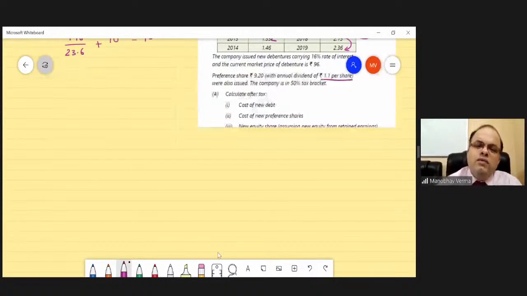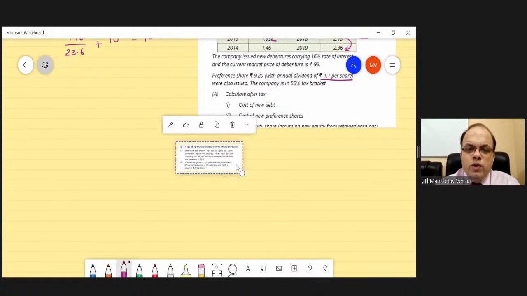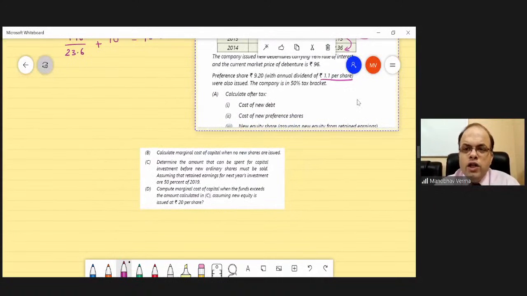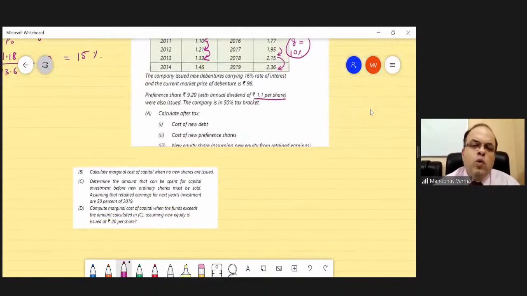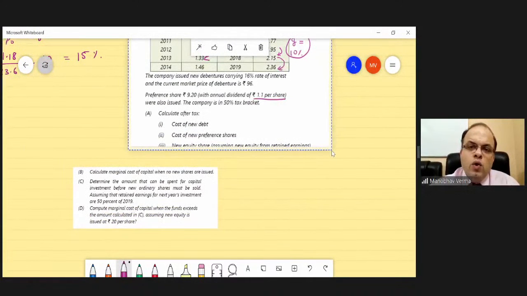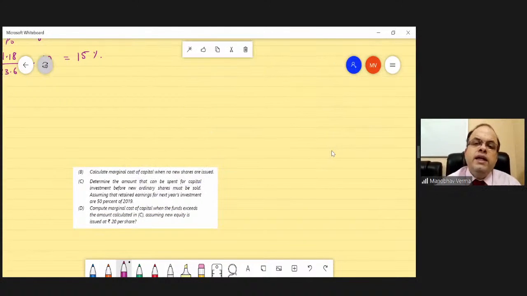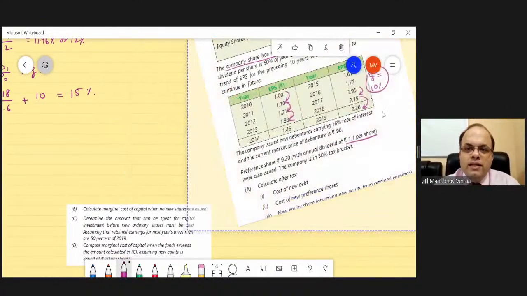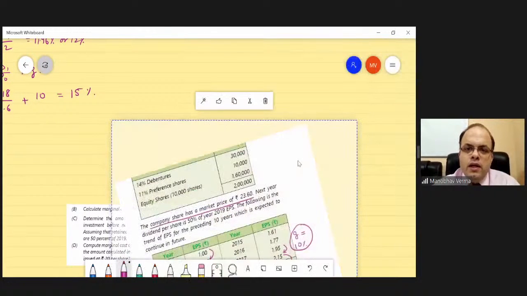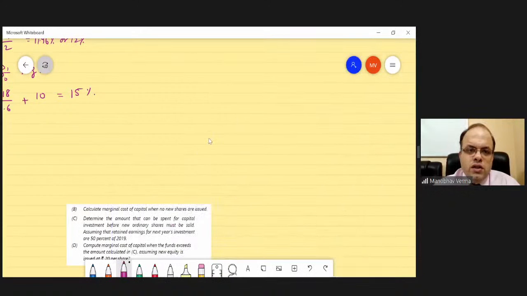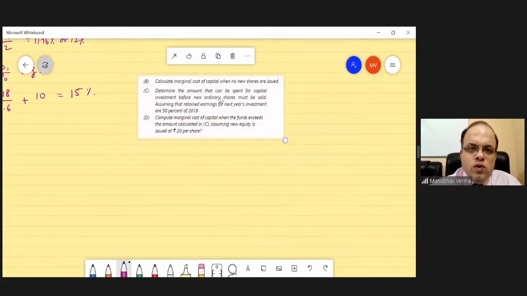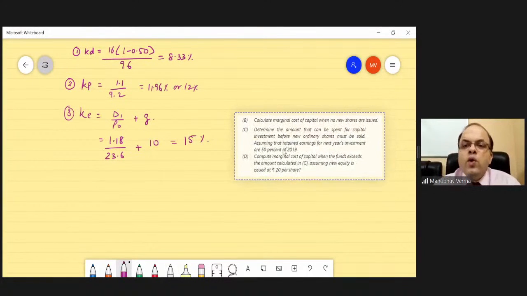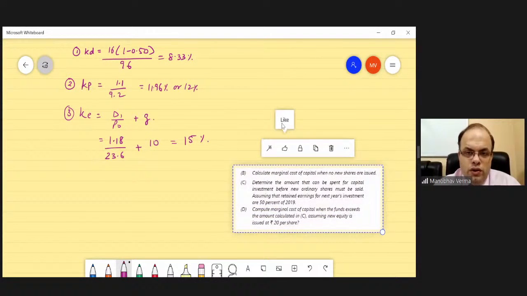Now, once we are done with all these aspects, the next part of the question is talking about something else. They're talking about calculating the marginal cost of capital when new shares are issued, right? So we need to ensure what our weighted average cost of capital will be. Now the call of the question is to calculate the marginal cost of capital when no new shares are issued, right?